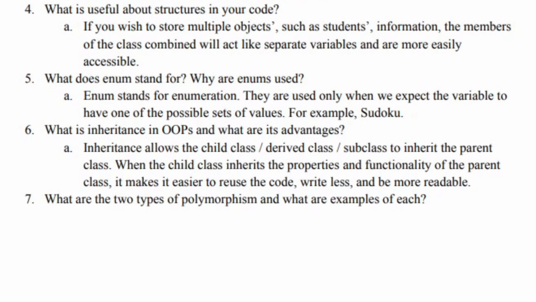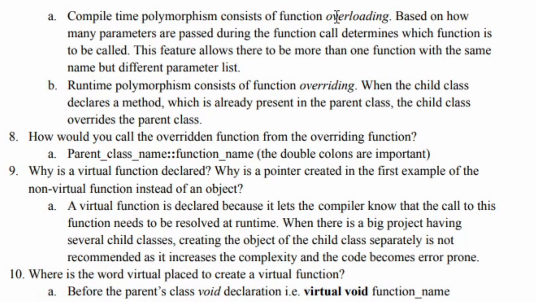Number 7. What are the two types of polymorphism, and what are examples of each? Compile-time polymorphism consists of function overloading. Based on how many parameters are passed during the function call, it determines which function is to be called. This feature allows there to be more than one function with the same name but different parameter lists. Runtime polymorphism, on the other hand, consists of function overriding. When the child class declares a method which is already present in the parent class, the child class overrides the parent class.